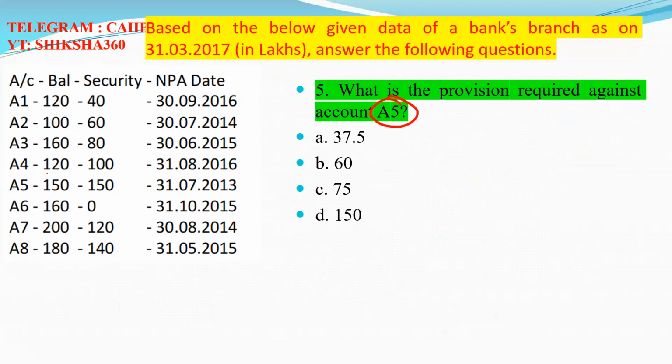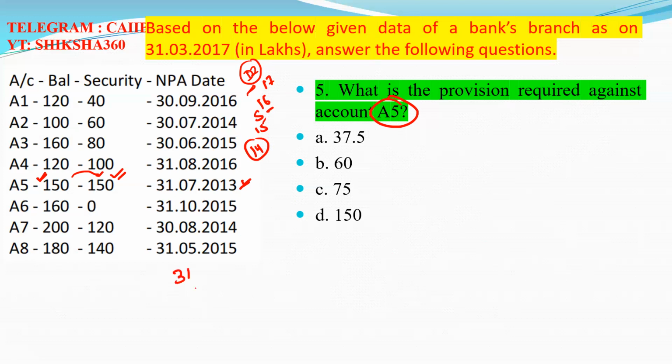So basically A5 balance is 150. Securities, all total amount securities available. And this account NPA is on 31st July 2013. Clear? So till 2014, it is under the substandard. 2015, 16 till 31st July 2017, it is under the doubtful category D2. Clear? Doubtful category D2. Clear?